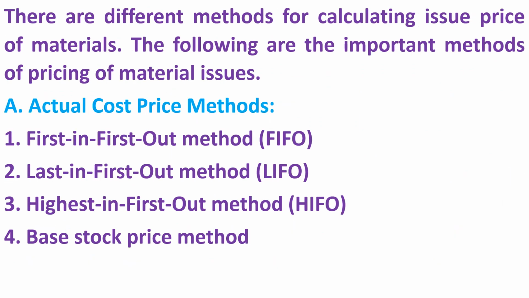There are different methods for calculating issue price of materials. The following are the important methods of pricing of material issues. A. Actual cost price methods. 1. First in first out method, FIFO. 2. Last in first out method, LIFO. 3. Highest in first out method, HIFO. 4. Base stock price method.